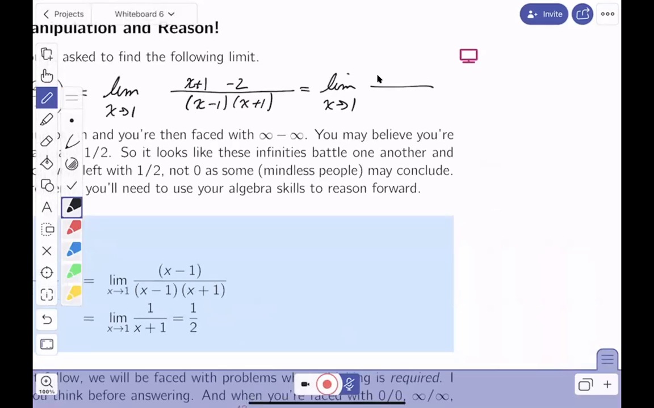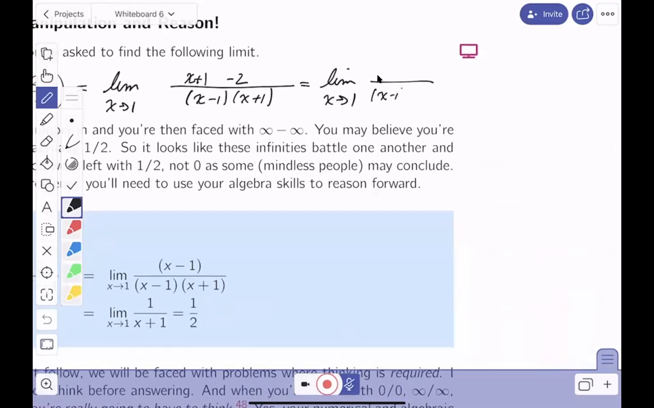I'm just manipulating, just like what I've done in Math 100. Basically just add those two fractions together. And what do you get on top now? You get x minus 1. Now, what do I know? I know the limit says get close to 1, but don't touch it. If I'm not going to touch it, I'm going to tell you these things are non-zero. So I got another problem over here.